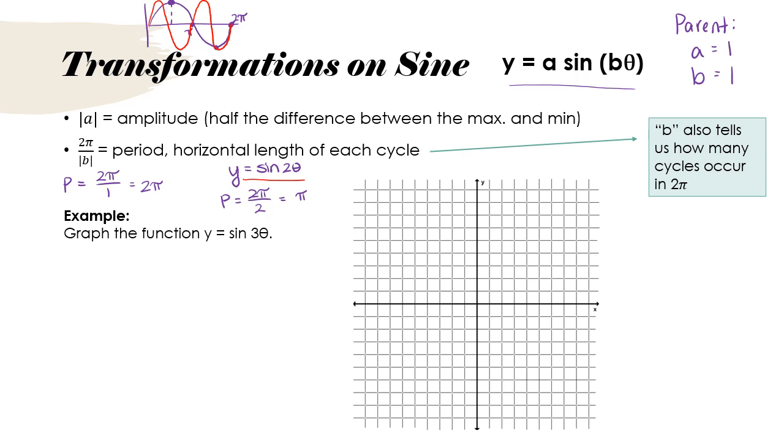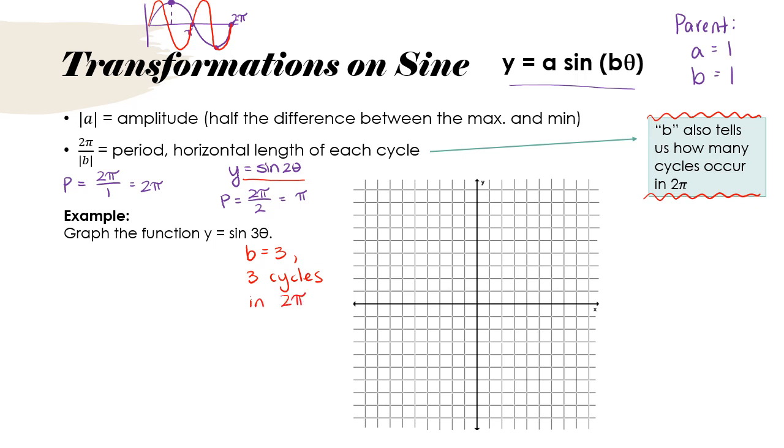So I often think about B in that way. I'll say, well, in 2 pi radians, whatever B is, that many cycles are occurring. Let's think about how then we could graph this example. Y is equal to sine of 3 theta. So, based on what we were just talking about, B is equal to 3. So there are 3 full cycles, that up and down pattern, in 2 pi radians.